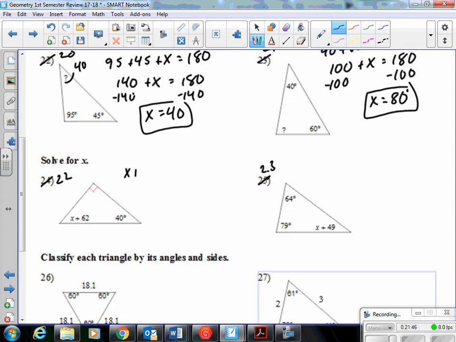But x plus 62 plus 40 is going to equal 90. If you included the 90-degree angle, you would set it equal to 180. So x plus 102 equals 90. Subtract 102. X equals negative 12.